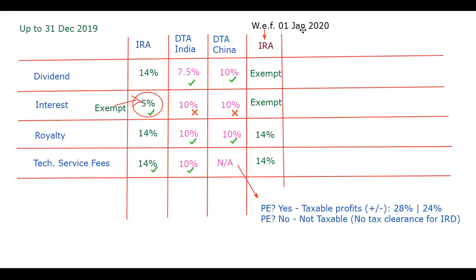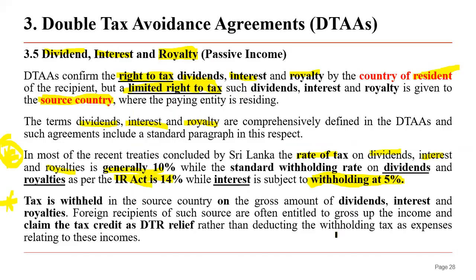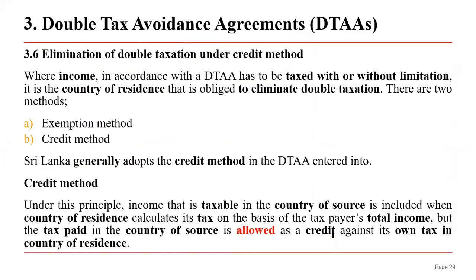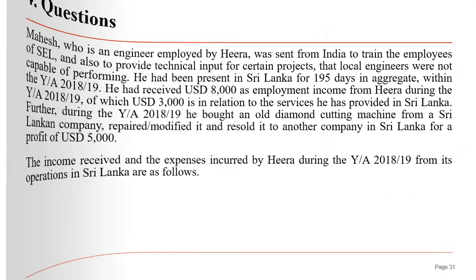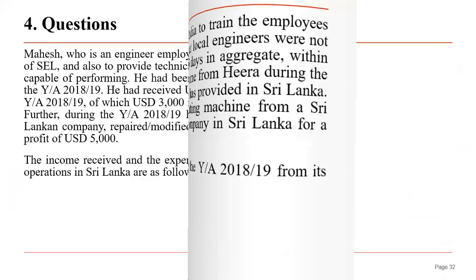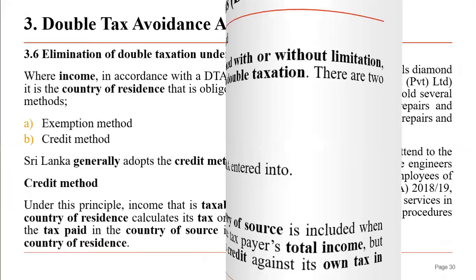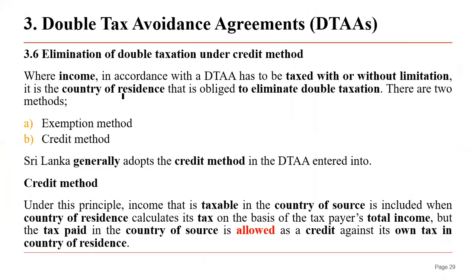I will move into the slide again. This is now the elimination of double tax avoidance part, the last slide. Then this question is there. I will share it with you. Then the balance slide is mainly the elimination of double taxation by the tax credit method.